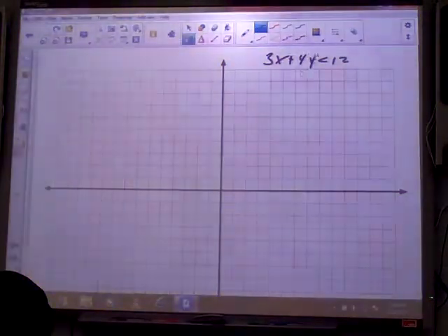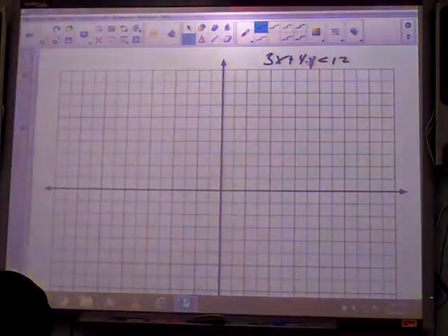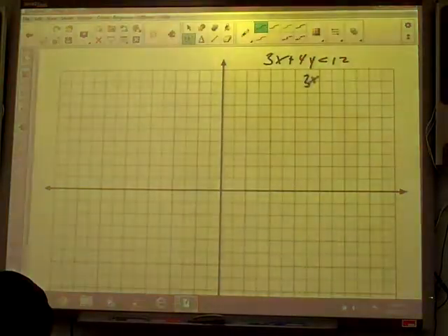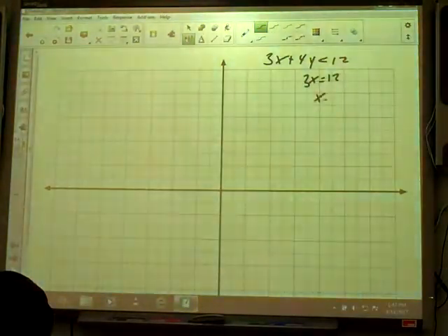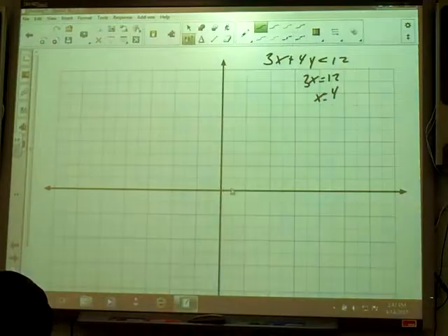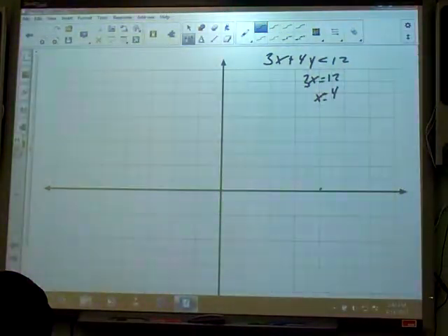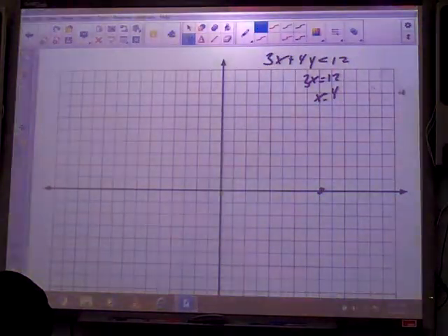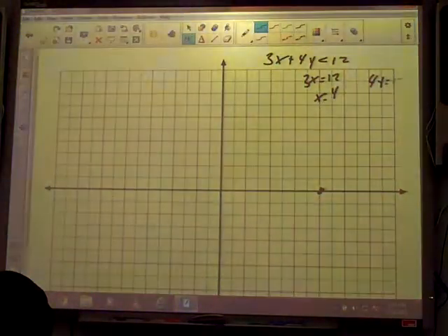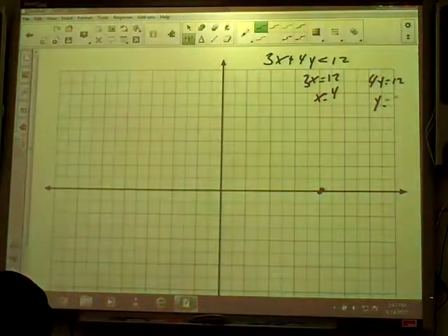Look what happens if I plug a 0 in for y. If I take that y out, I've got 3x is equal to 12, so my x-intercept is 4. 1, 2, 3, 4. Been having a lot of 4s already today. If I plug a 0 in for x, that gets me 4y is 12, which means my y would be 3.